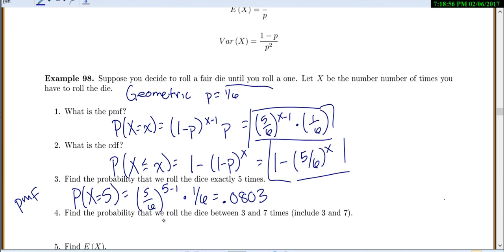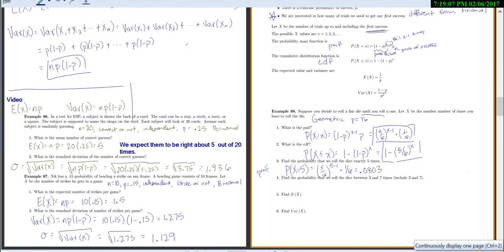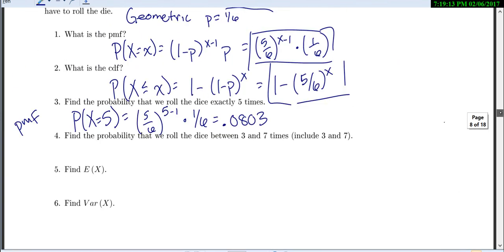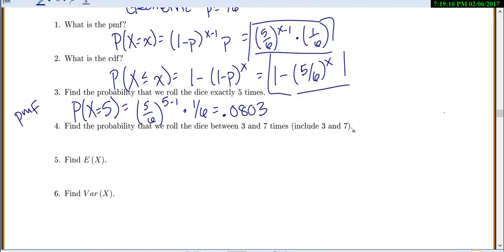Let's find the probability now that we roll the dice between 3 and 7 times, and we want to include the 3 and the 7. So this one, you kind of have to think a little bit. You don't have to find each probability one at a time, but you could, actually. And it might be the easier way for you to do it if you have trouble. Because I could do the probability that x equals 3 and 4 and 5, plug them all in the PMF one at a time. But let's try and use our CDF. So we want the die to be between 3 and 7, so really we're saying probability that x equals 3, or 4, or 5, or 6, or 7.